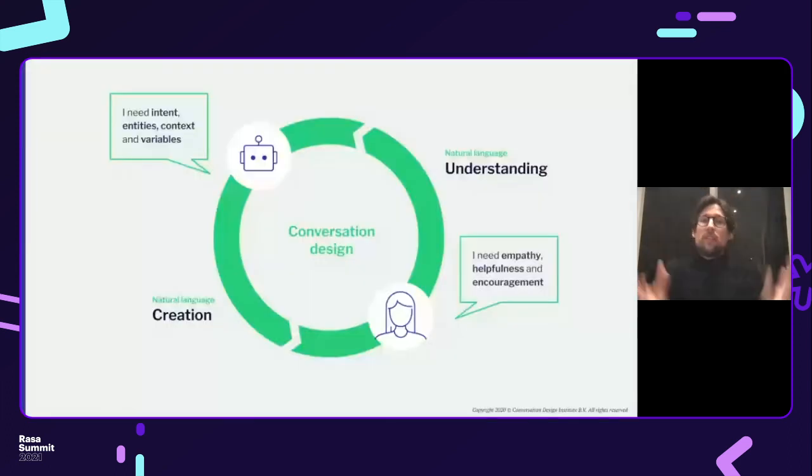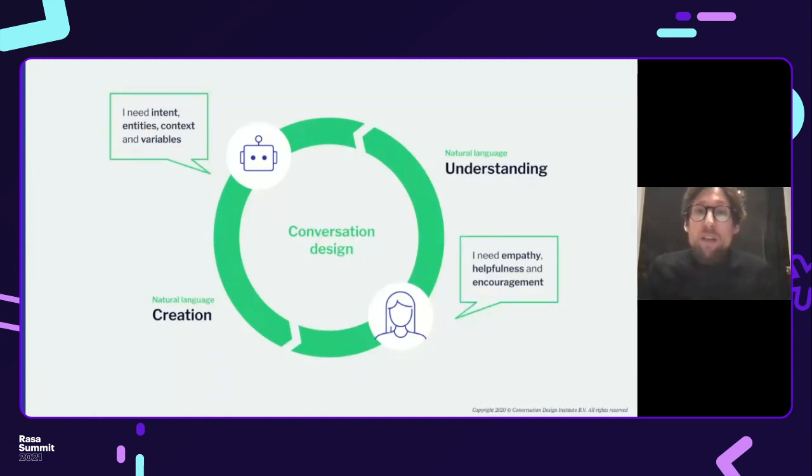But what is conversation design really? And I think this one really sums it up, right? If you have a conversation between an AI assistant and a human, then two things stand out. One of them has an artificial brain and the other one has a human brain. And they both have their own limitations and capabilities and different triggers that they need to function. So the artificial brain, it needs to understand intent and entities and context and variables.